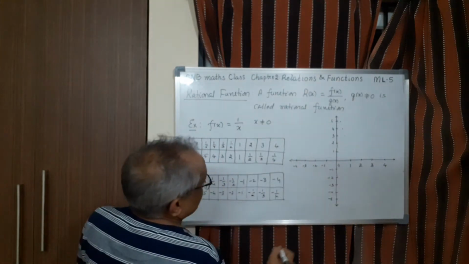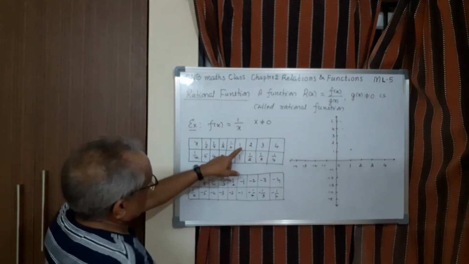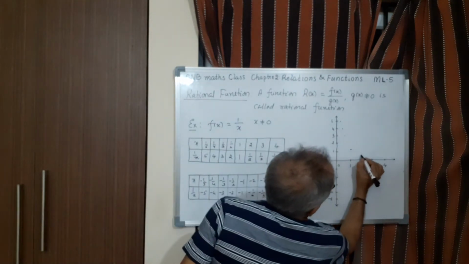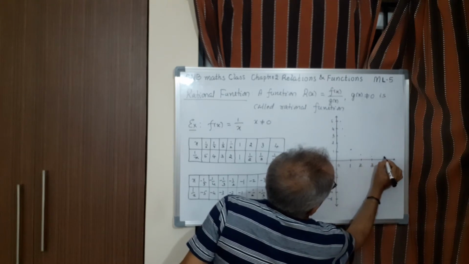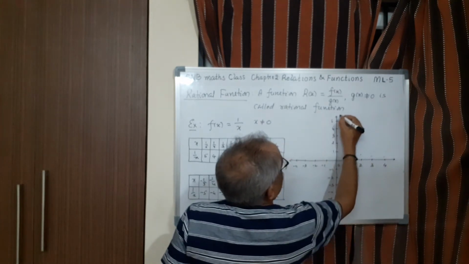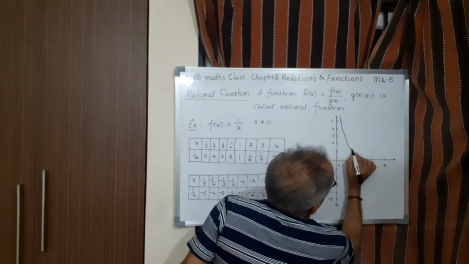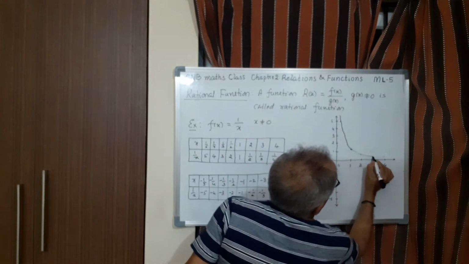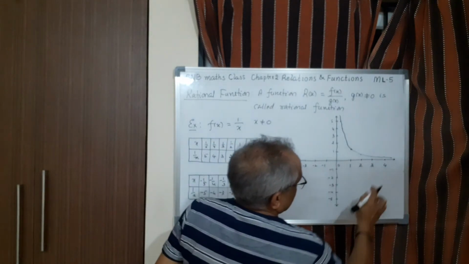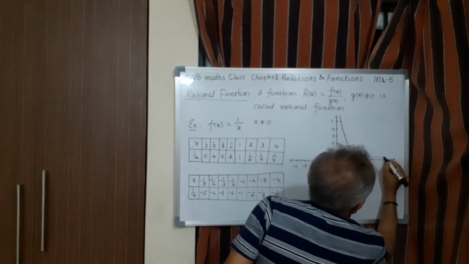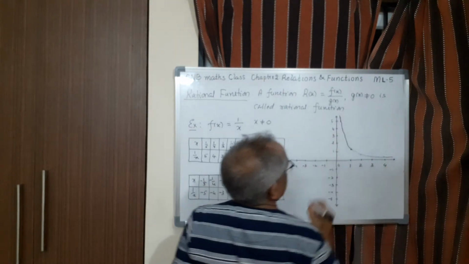Then 1 it is 1. See here it is here 1. And remember 2 here 1 by 2. So 2 it will be exactly here. 3 it will be still less. 4 it will be still less. So one curve will be like this. It is a very beautiful curve like this. Very smooth, very beautiful. It will not touch x-axis. It goes very near x-axis, but it will not touch. Similarly here also, it will not touch y-axis like this.